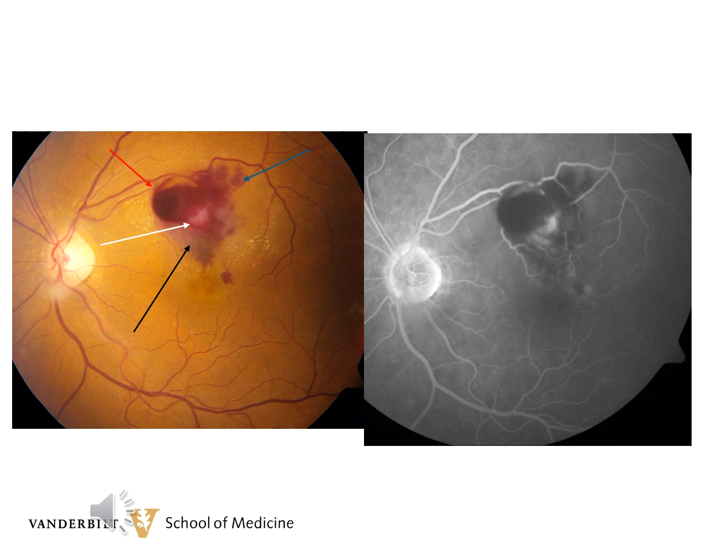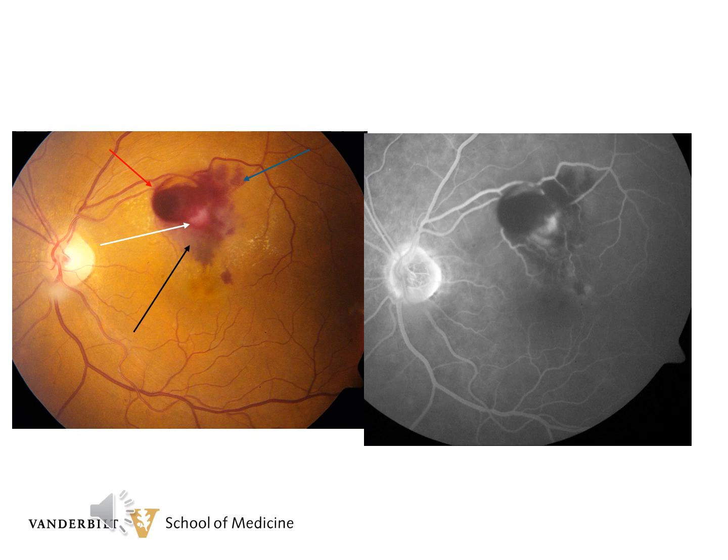Here is an example of a patient who has a macroaneurysm which bled. Macroaneurysms are just about the only process which can give hemorrhaging in all layers of the retina. The red arrow points to the pre-retinal blood.